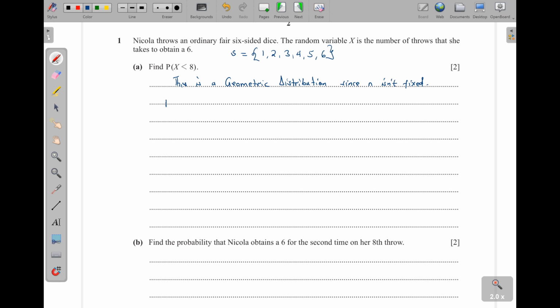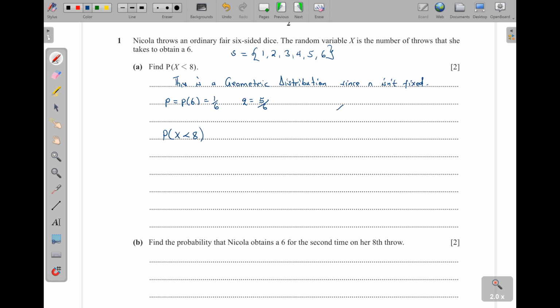So what is our p? Our p, the probability of getting a success, is when you get a 6, which is 1 over 6. And then q is 5 over 6, the other numbers which are not 6. So for the probability of getting the 6 in less than 8 times, I can draw the tree diagram.